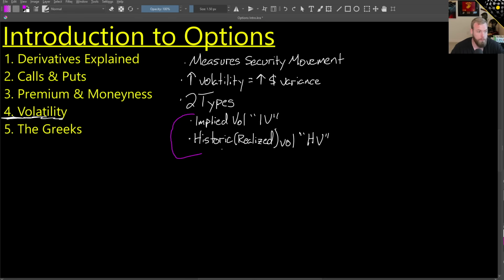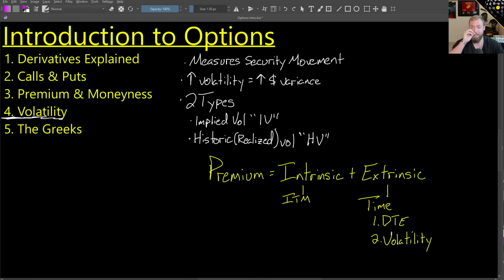So when we're talking about the markets, there's really two types of volatility we're going to be talking about: implied volatility and historic or realized volatility. Implied volatility, we typically mark as IV, and then historic volatility as HV. Implied volatility is pretty simple. It's what we think things are going to look like in the future. As you guessed, it's a forecast. It means we are guessing what things are going to look like going forward.